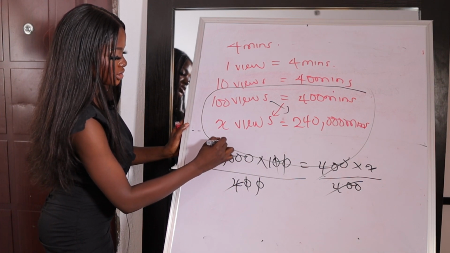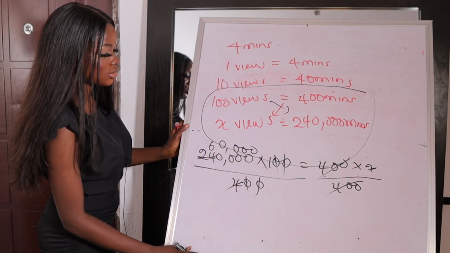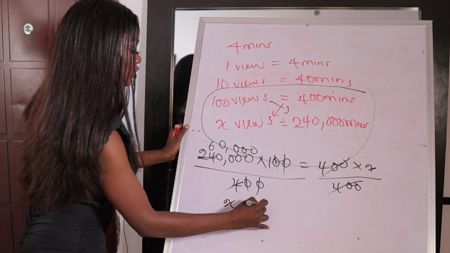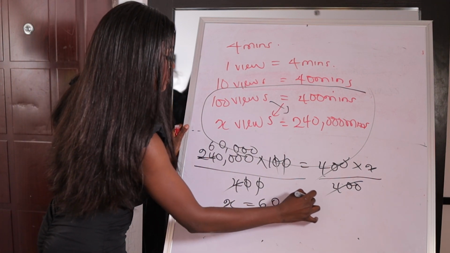This is going to give us 60,000, right? So X is equal to 60,000 views.